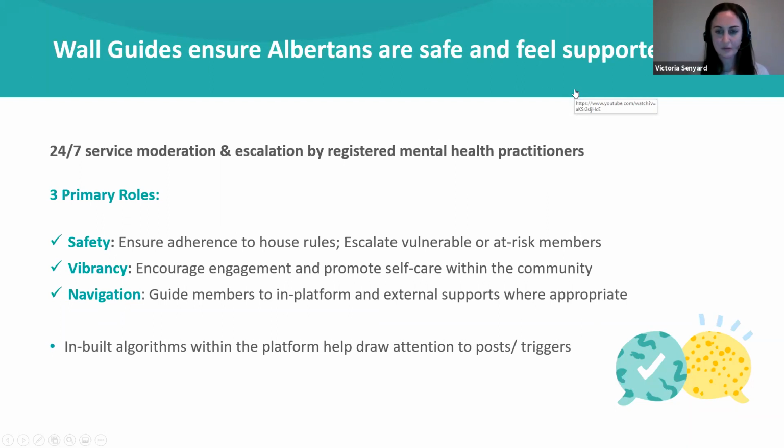And then that escalation piece, obviously, we're working with Alberta Health Services to help connect anyone that may be in need of more specialised support to provincial-wide offerings. So things like 211, the 811 HealthLink line, mental health and addiction support, those provincially available resources are also being signposted by our wall guides to Alberta members if there's a situation where maybe more specialised support is needed.